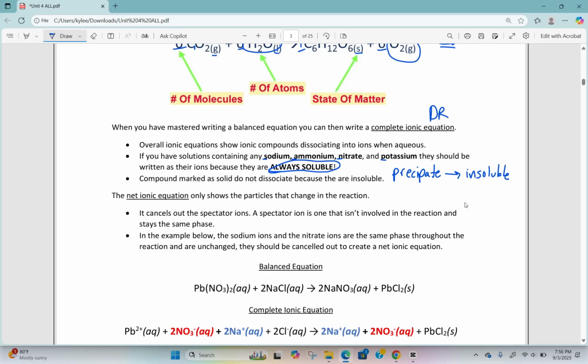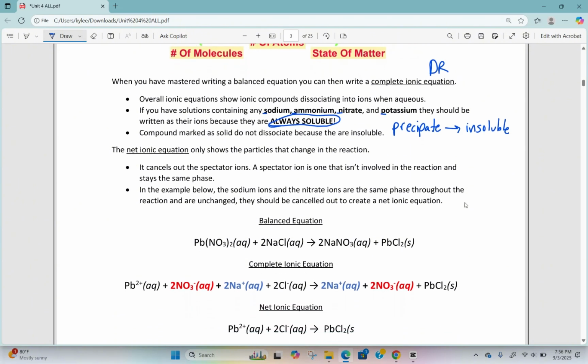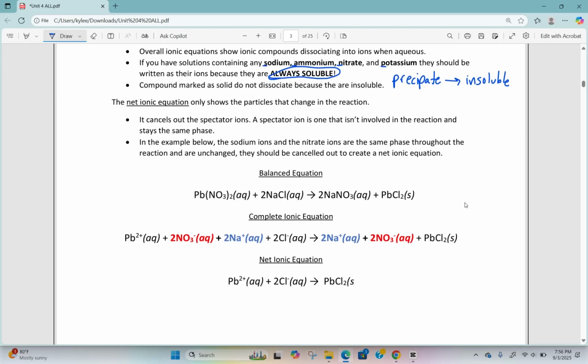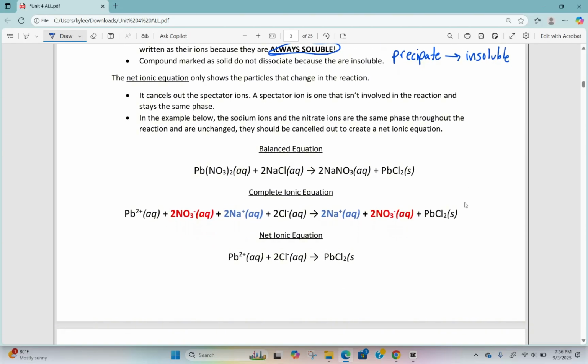So the idea behind a net ionic equation is it only shows the particles that change in the reaction. It cancels out what we call the spectator ions. And just like spectators watch at sporting events or concerts, a spectator ion is not participating in the chemistry. They're there, but they're not involved. So here's a very good example that walks through each step.